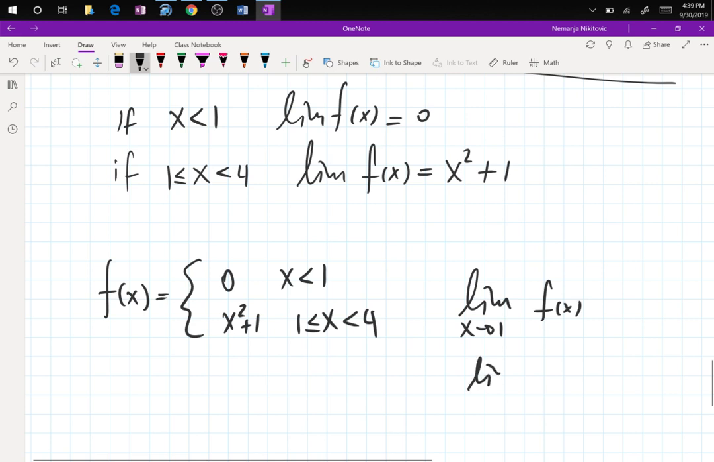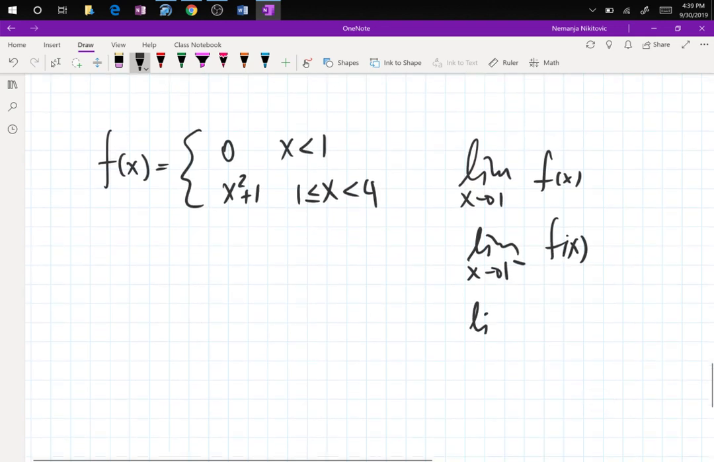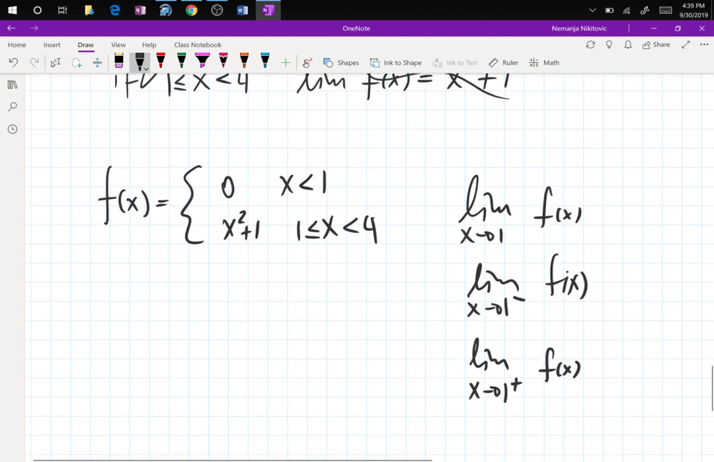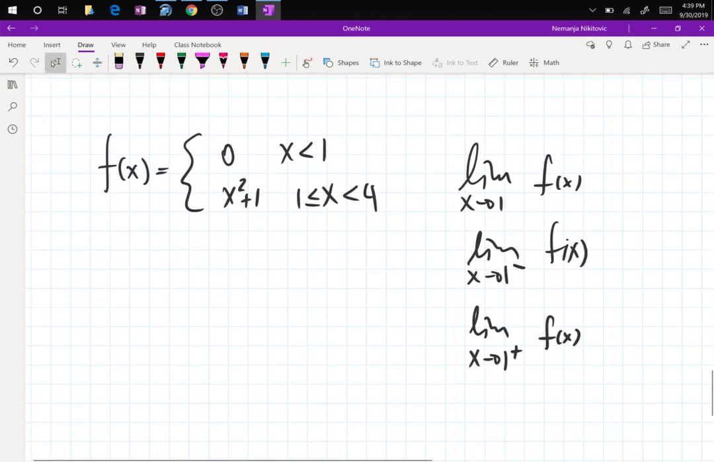What is the limit when x goes to 1 minus, for the left side? And what is the limit as x goes to 1 plus, which is from the right side? Okay, so now we have a piecewise function.